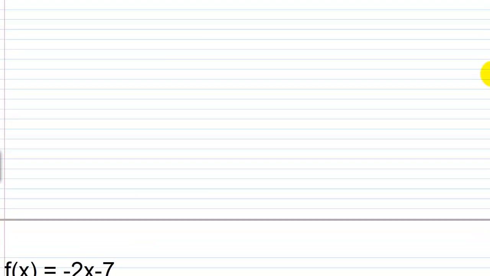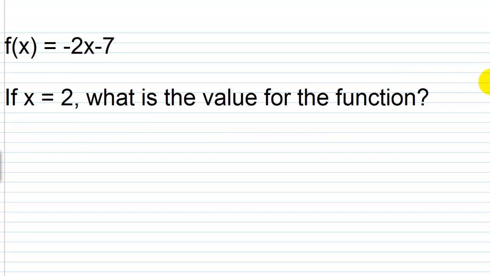So we're not going to work a whole lot more with functions in Algebra 1, but moving forward when we get into Algebra 2 and College Algebra, we're going to work a lot with functions. So it's really important to get the basics down of this function notation. So in this basic example here, we have f of x equals negative 2x minus 7.